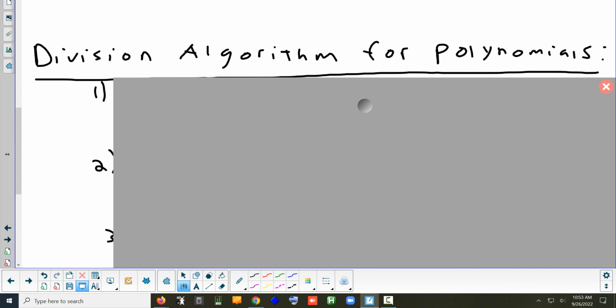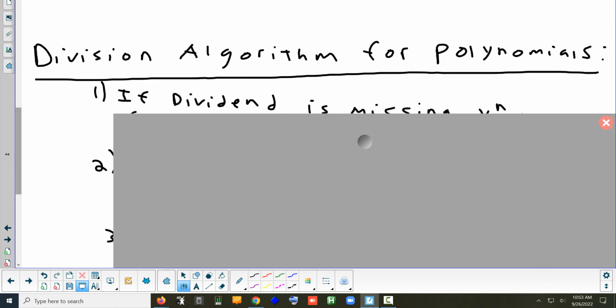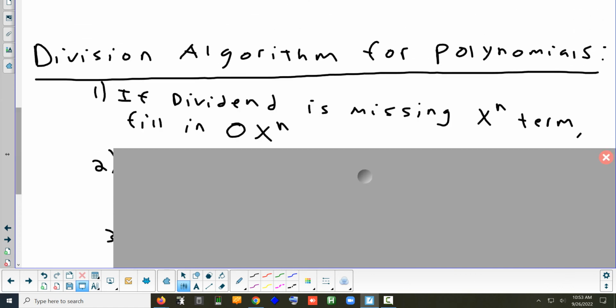So what you probably want to do is leave enough room to write 5 steps. None of the steps are that long, but about all the same length as that step. So the first thing we have to do is, if the dividend is missing any terms, every term has to be represented, even if it's a 0 term, because we're going to be putting things in columns. And if we don't have a column for every single power, then we're going to get messed up.